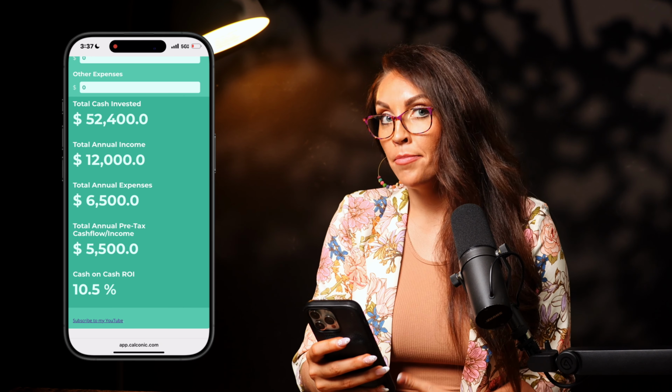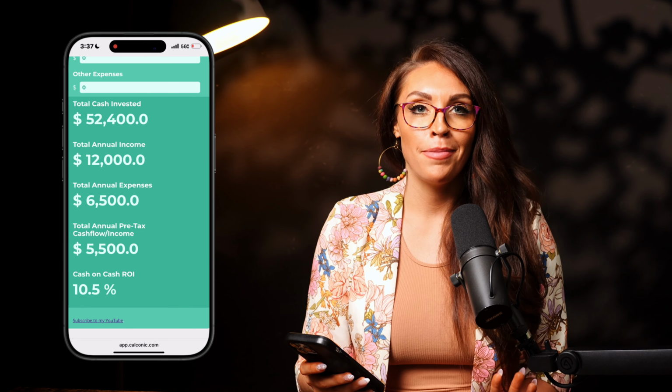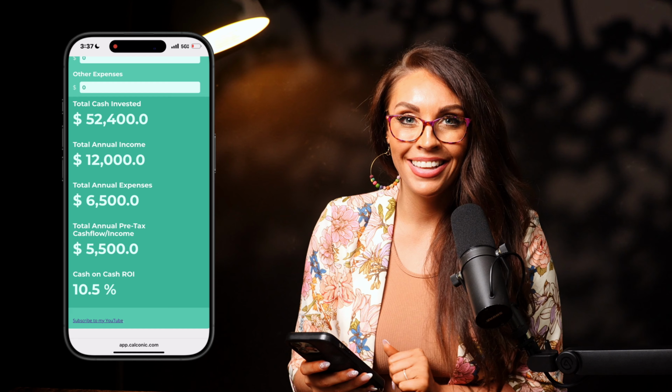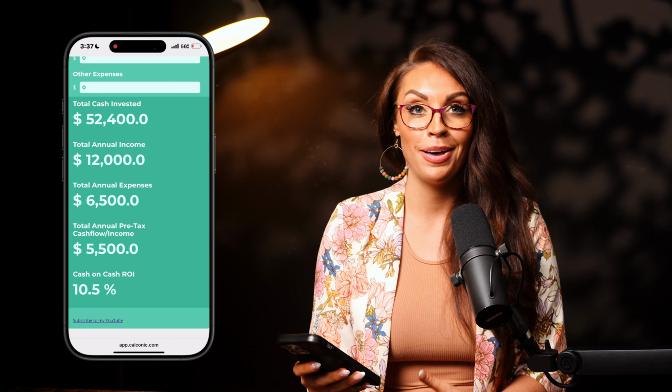Now, could you beat it with a 20% ROI? Of course. But at bare minimum, now you know how to use this calculator and use it for any of the properties that you might be analyzing coming up. Why is this a must-have? It saves on the guesswork. I have lost money on bad deals without it.